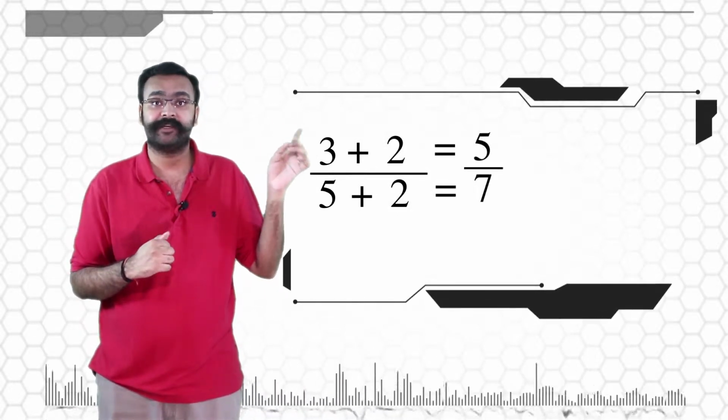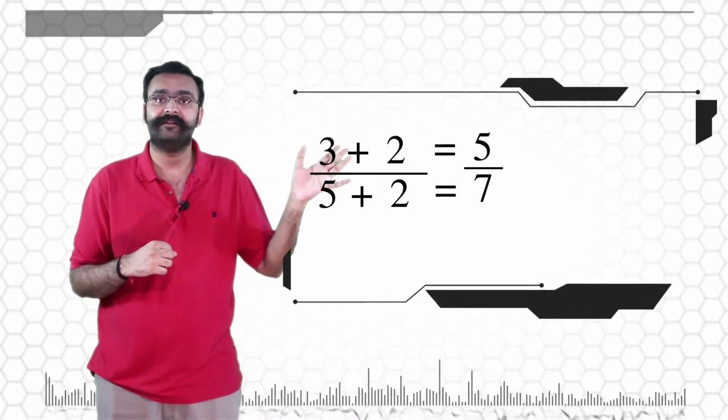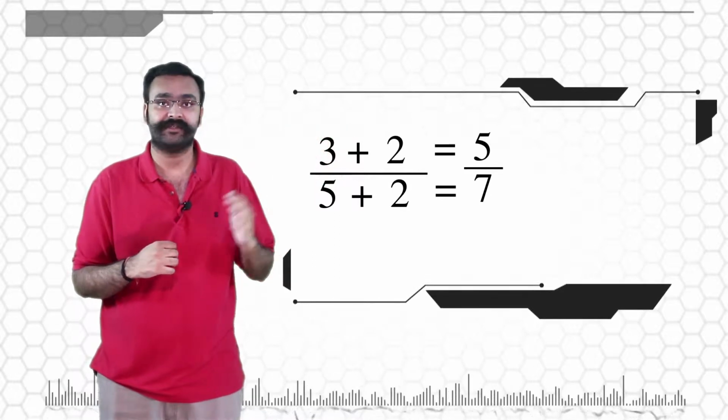Numerator will become 3 plus 2, 5. Denominator will become 5 plus 2, 7. So the new fraction is 5 upon 7. So like this, fractions obviously change when you manipulate their numerator and denominator. So the problem that we have in front of us is this.